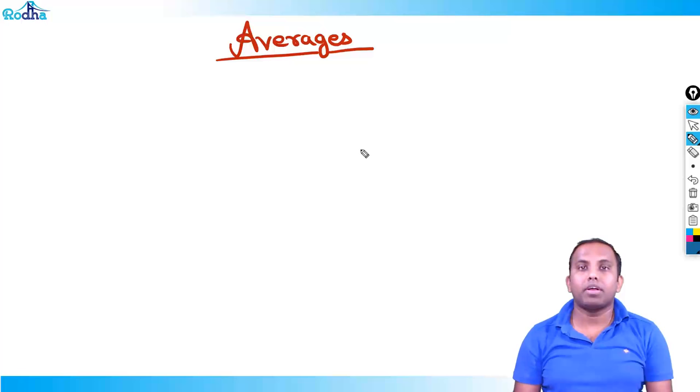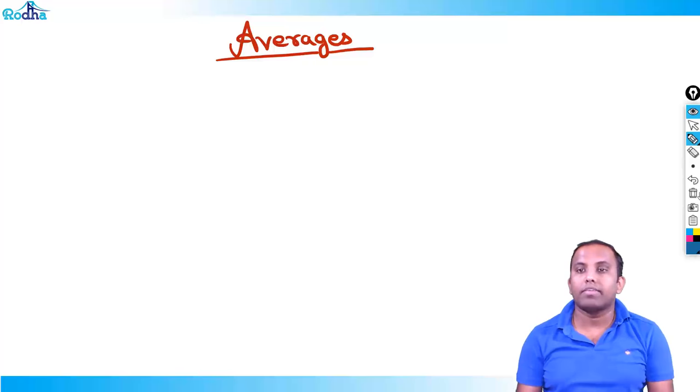Okay, so starting averages today, a very important topic. In almost all the examinations, the questions on averages are there. It's an easy topic but it involves a good amount of concept, right? So we have to discuss those concepts, okay? So start right from basic level and we'll again go to the highest level, okay?